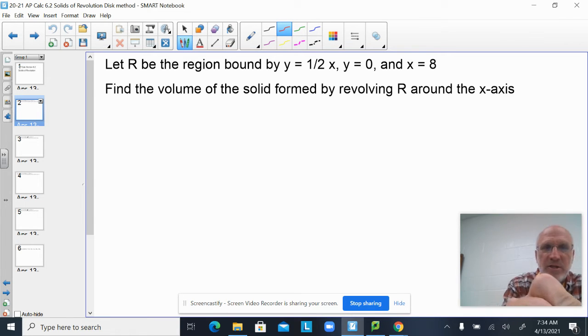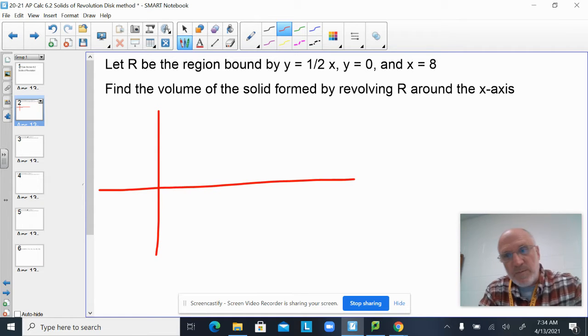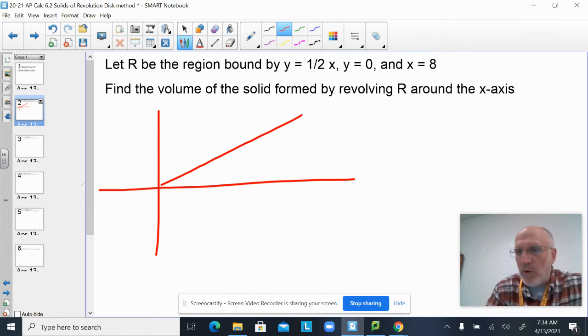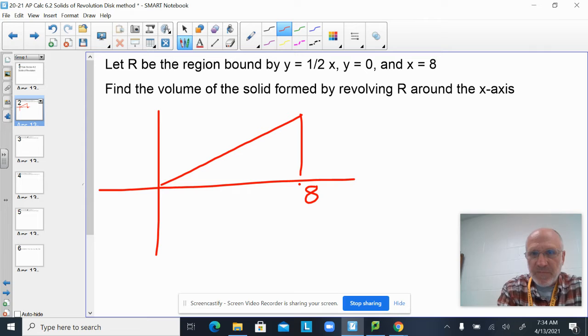So let's make a sketch, and I should apologize because I don't draw very well, especially trying to draw three-dimensional, but I'm going to try. So 1/2 x is just a line, looks like that. Slope is 1/2, up 1/2. And y equals 0 is the x-axis, and x equals 8 we'll put about there. We'll call that 8. So happens to be a triangle.